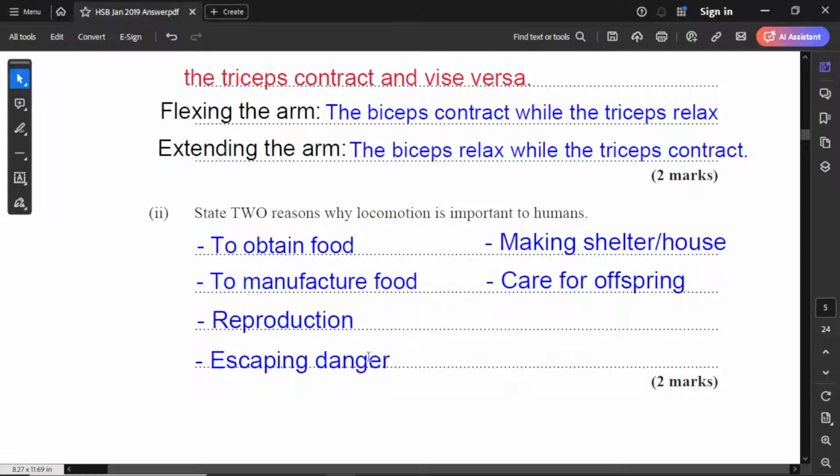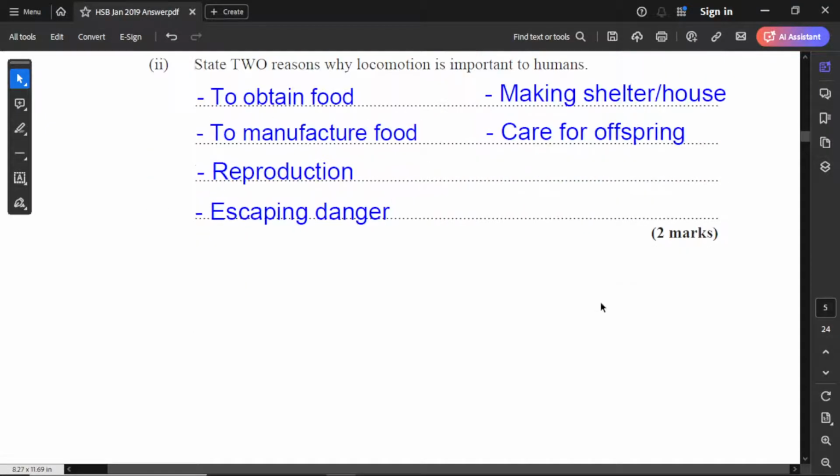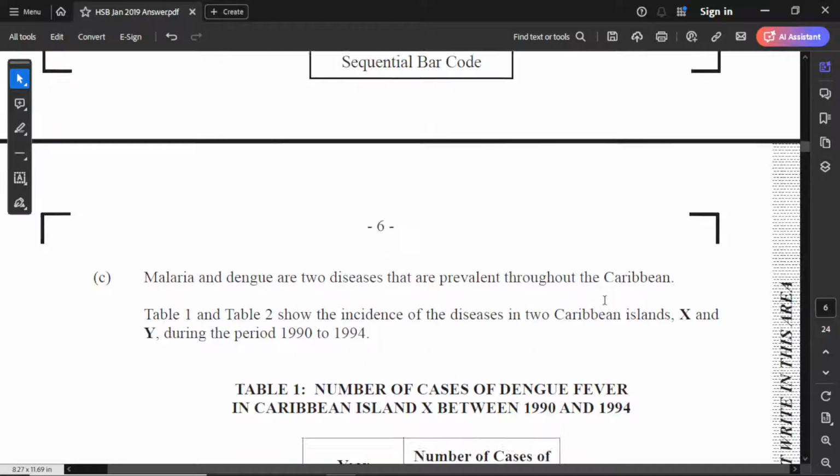Reproduction, of course, escaping danger, making shelter, making a house or habitat, care for offspring as well. And there are many more that you can also list. All right, but these are some of the basic ones. All right, so let's go to part C.